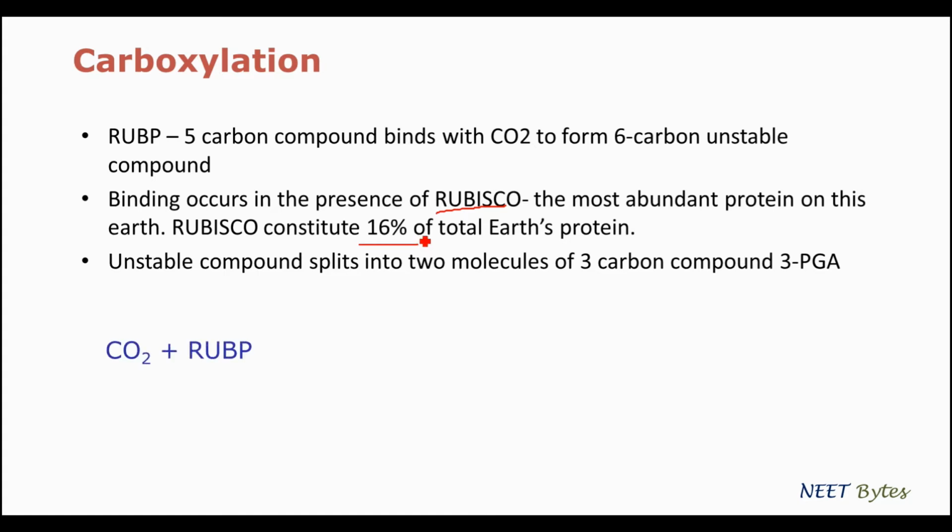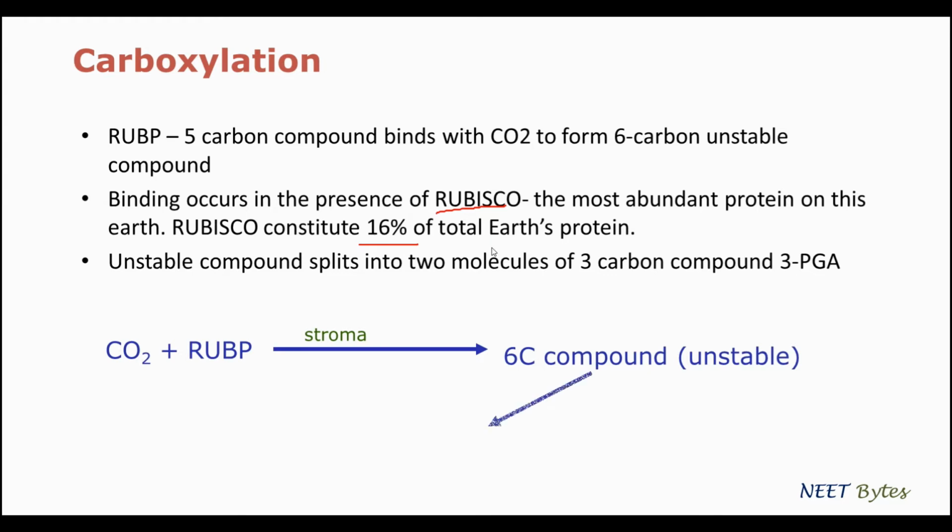As a result, they form a 6 carbon unstable compound, which soon splits into 2 molecules of a 3 carbon compound called 3-PGA. Since the first stable product is a 3 carbon compound, we call the Calvin cycle the C3 cycle as well, right? Now let's see, once the 3-PGA is formed, our next step is the phosphorylation.